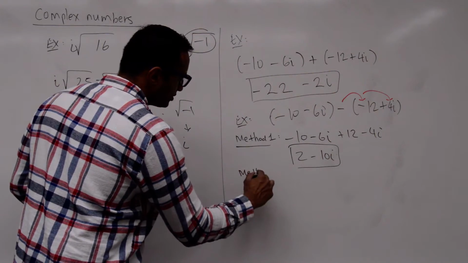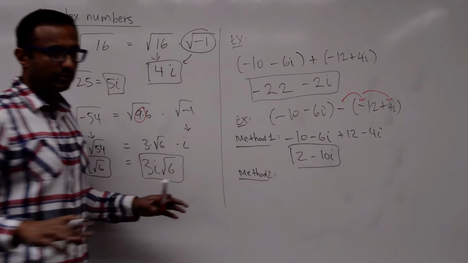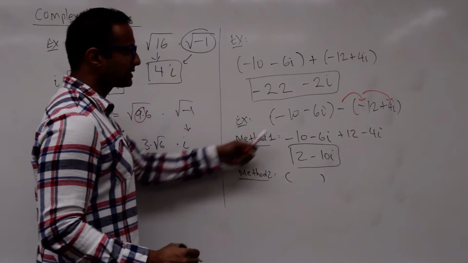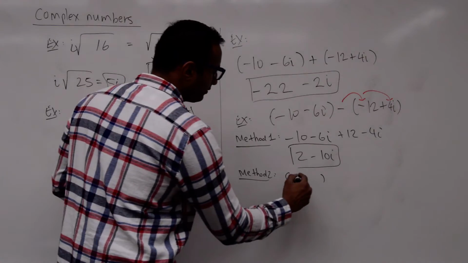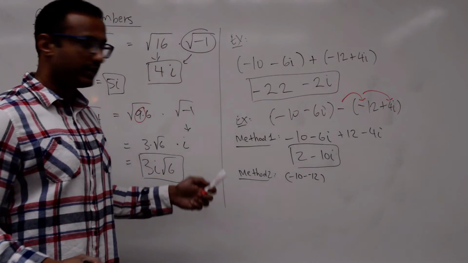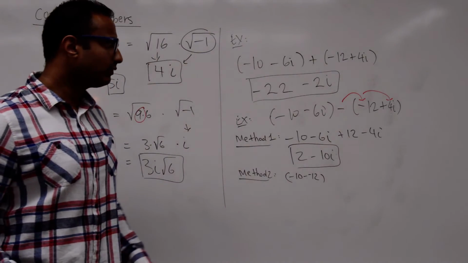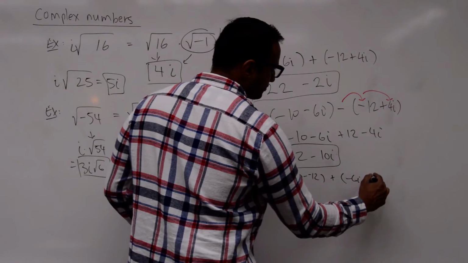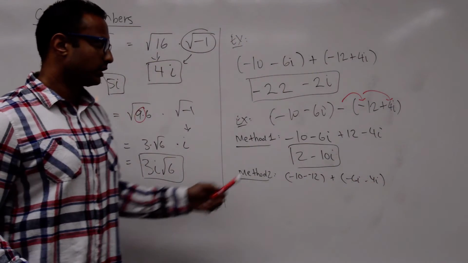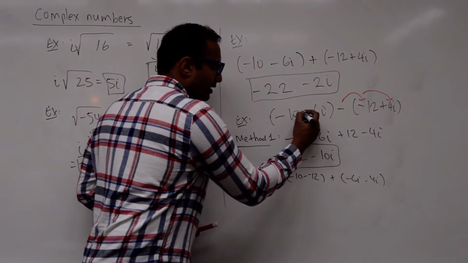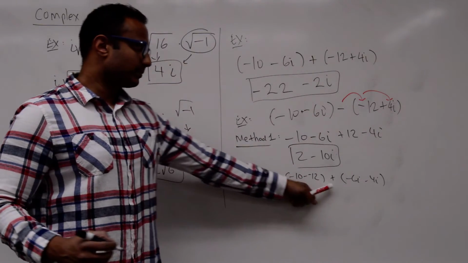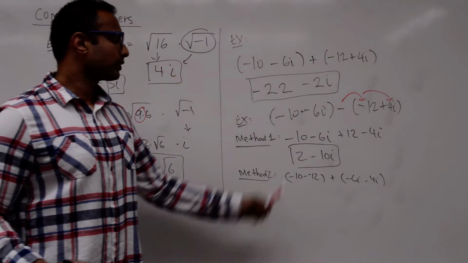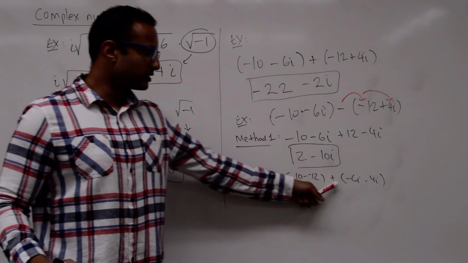The second method, method 2, and it doesn't matter to me which method you use. In method 2, you split this up as negative 10 minus negative 12. So we're subtracting, right? So we subtract negative 10 minus negative 12. And then we have negative 6i minus 4i. And you got to be careful. When you split this up, this is like saying negative 10 plus negative 6i. So that's why there's a plus sign in the middle. Okay? The minus sign is actually a negative sign. It belongs to the 6i. So in between those, there's a plus sign, which is why there's a plus sign here.